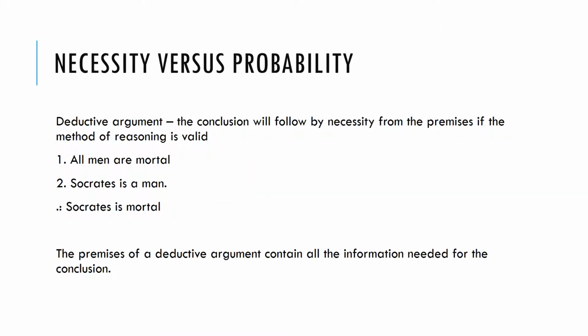So let's take a look at necessity versus probability. In a deductive argument, the conclusion will follow by necessity from the premise if the method of reasoning is valid. So let's take a look at this example. The first premise, all men are mortal. The second premise, Socrates is a man. And then the conclusion, therefore Socrates is mortal. In this case, the premises of a deductive argument contain all the information needed for the conclusion itself.